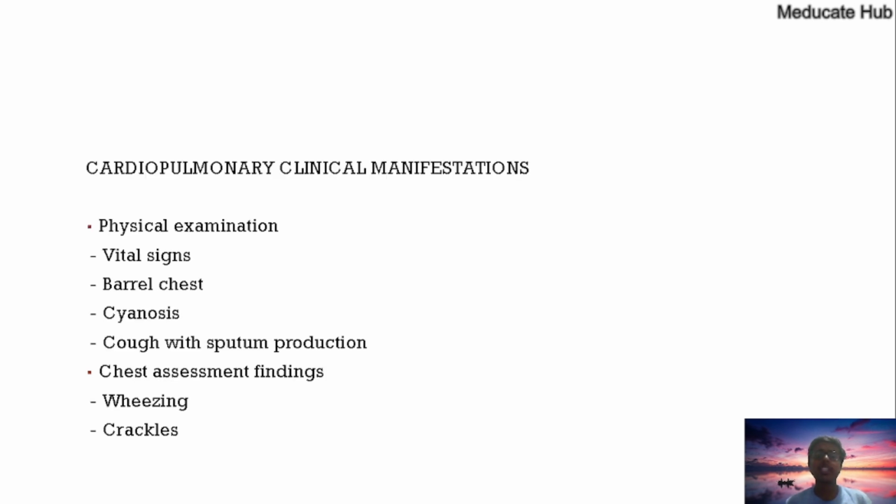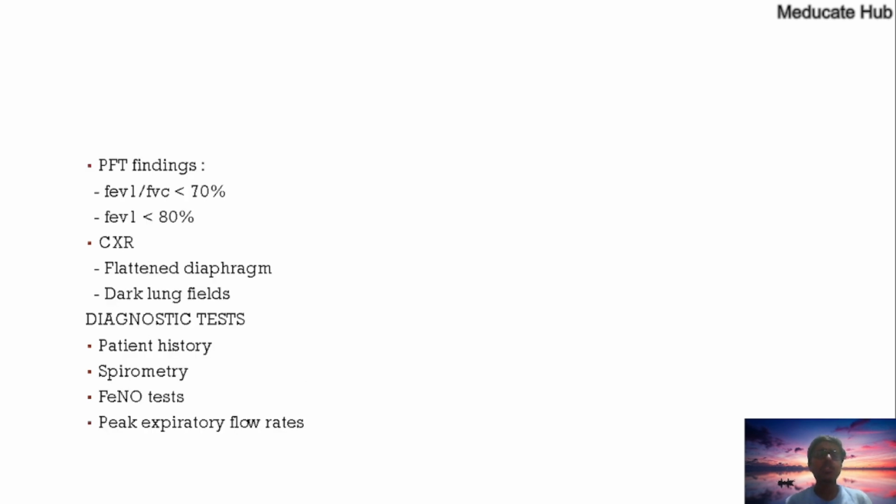And the cardiopulmonary clinical manifestation. What examination will we do? First we will see the physical examination. In physical examination we will check vital signs, barrel chest, cyanosis, and cough with sputum production. In chest assessment findings, if we auscultate an asthma patient we can hear wheezing and crackle sounds. In PFT findings, the FEV1/FVC ratio is less than 70%, and FEV1 is less than 80%.